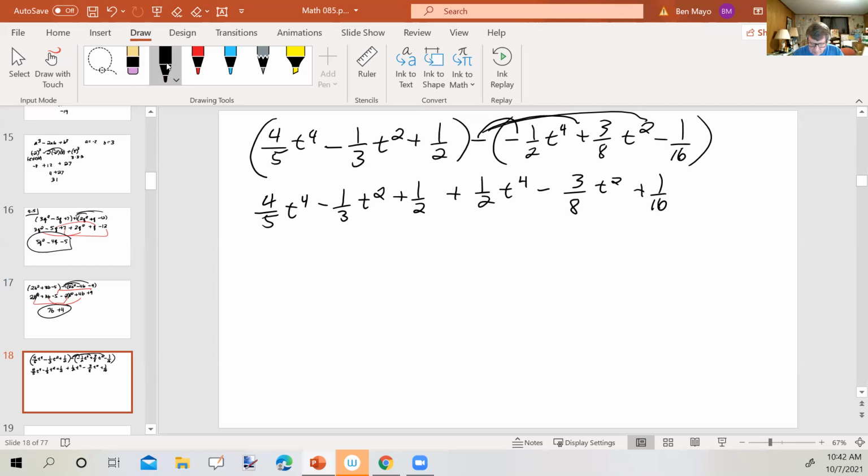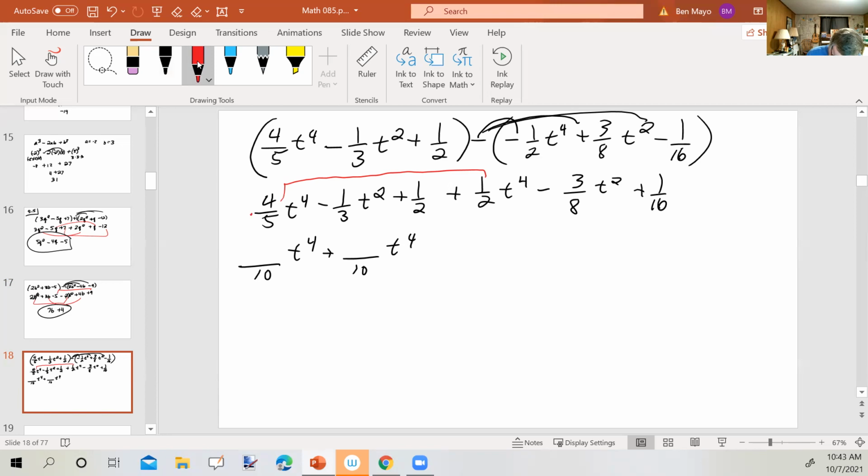All right. Now, to combine like terms, I need to add or subtract their coefficients. So their coefficients need to have the same denominator. Let's start with the highest power of t, which is t to the 4th power. Okay, so we have 4/5 t to the 4th plus 1/2 t to the 4th. So I need to find the least common denominator of 5 and 2, which is 10. So I need to have so many tenths t to the 4th plus so many tenths t to the 4th.